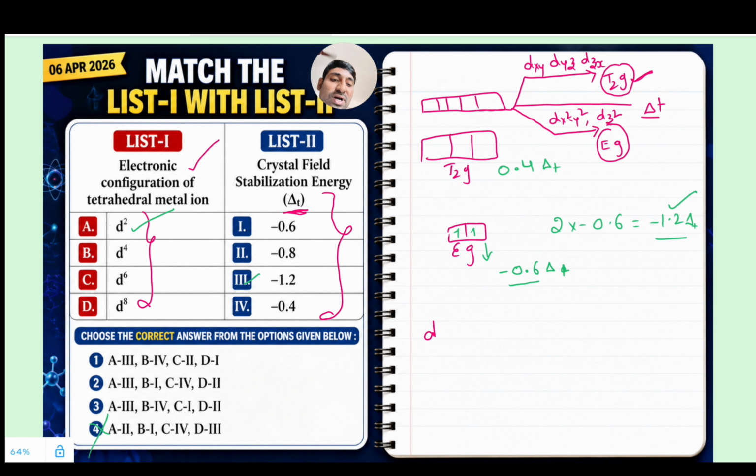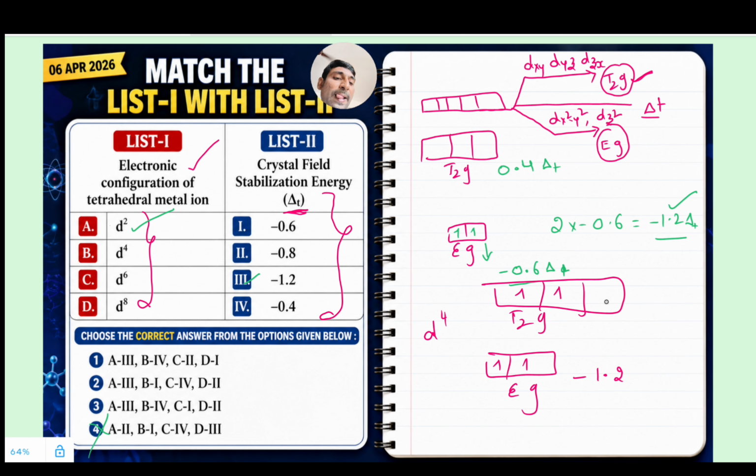Now how to take the d4 complex. Eg has 2 orbitals and T2g has 3 orbitals, guys. 1 electron here, 1 electron here. Now 1 electron in T2g, 1 electron in T2g. So in Eg it is minus 1.2, and in T2g 2 electrons give plus 0.8. The resultant answer is what? Minus 0.4 delta T. That means for B option 4. So A is for 3, B is for 4. B is for 4 means option 2 is also wrong.